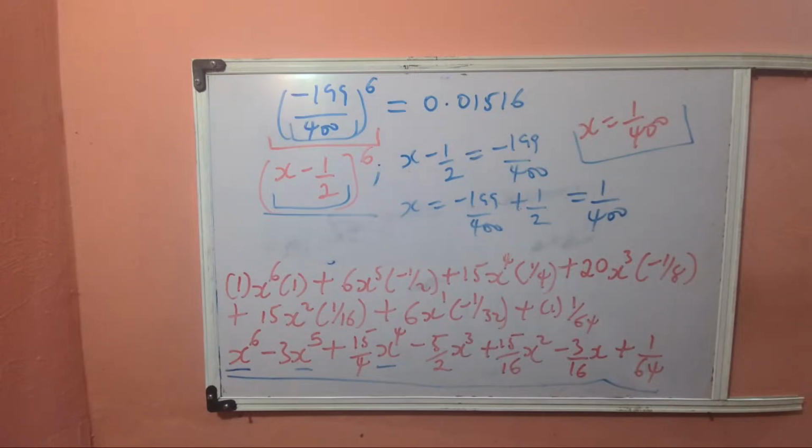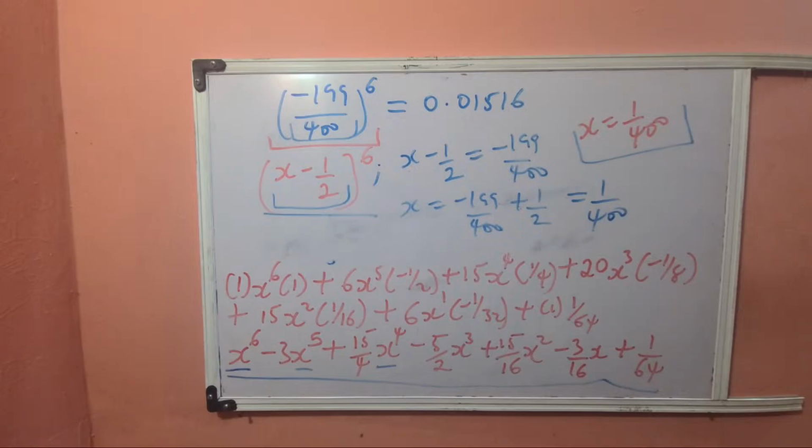What's 1 over 400 raised to the power 6? What do you get on your calculator? I'm sure if you have a calculator right there, you will be seeing a value of 2.44 times 10 raised to the power minus 16. 2.44 times 10 raised to the power minus 16. That's a super small value. 2.44 times 10 raised to the power minus 16.